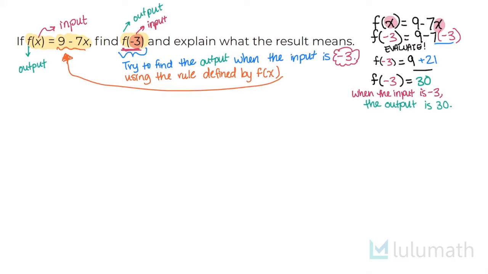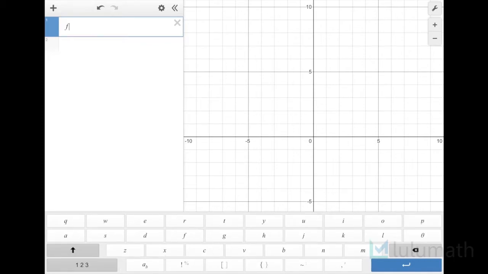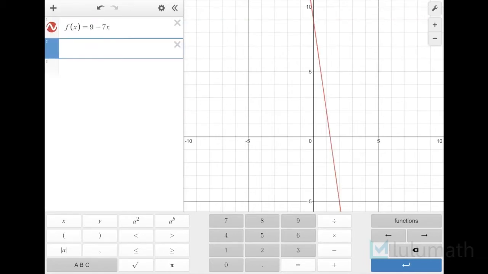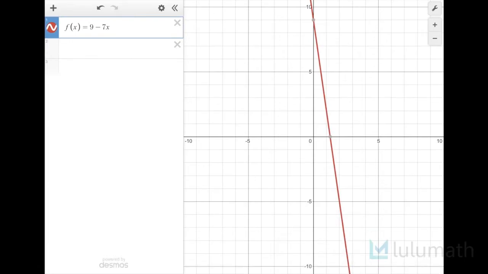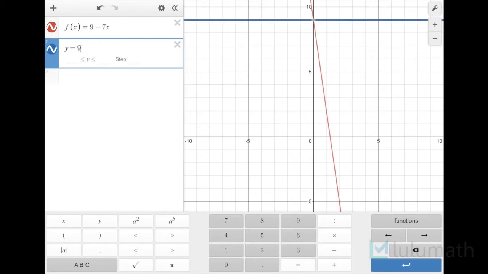When our rule is f of x equals 9 minus 7x. All right, let's type this into Desmos using function notation. So we would say f of x is equal to 9 minus 7x. Notice we have our graph here. It has a y-intercept of 9, and then it has a slope of negative 7 over 1, down 7 over 1. Now I could have written just y equals 9 minus 7x as well, and I would get the exact same graph.